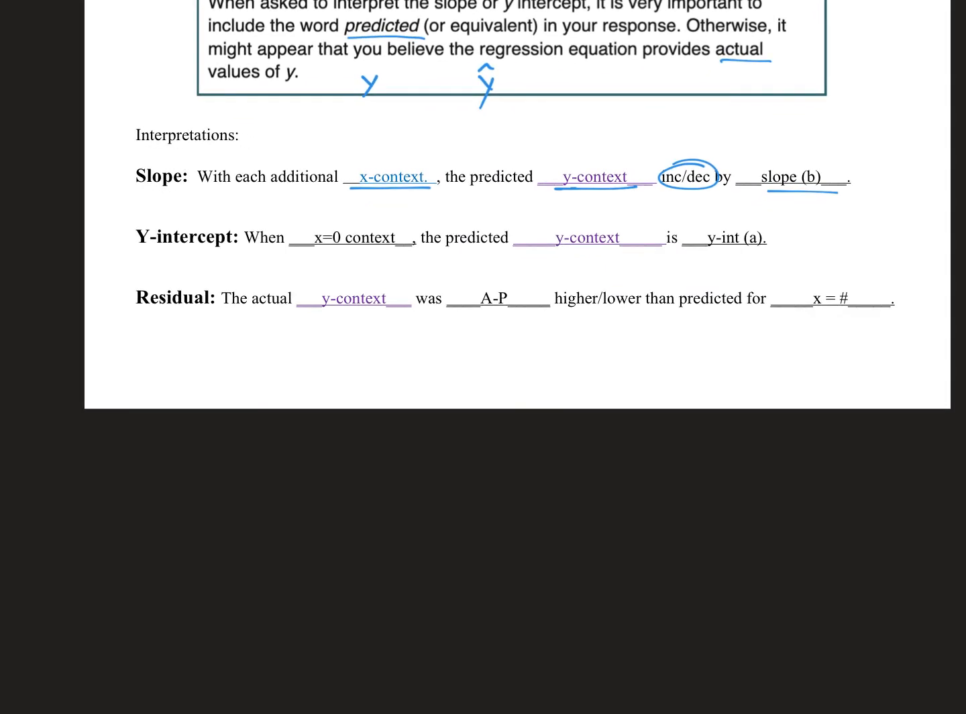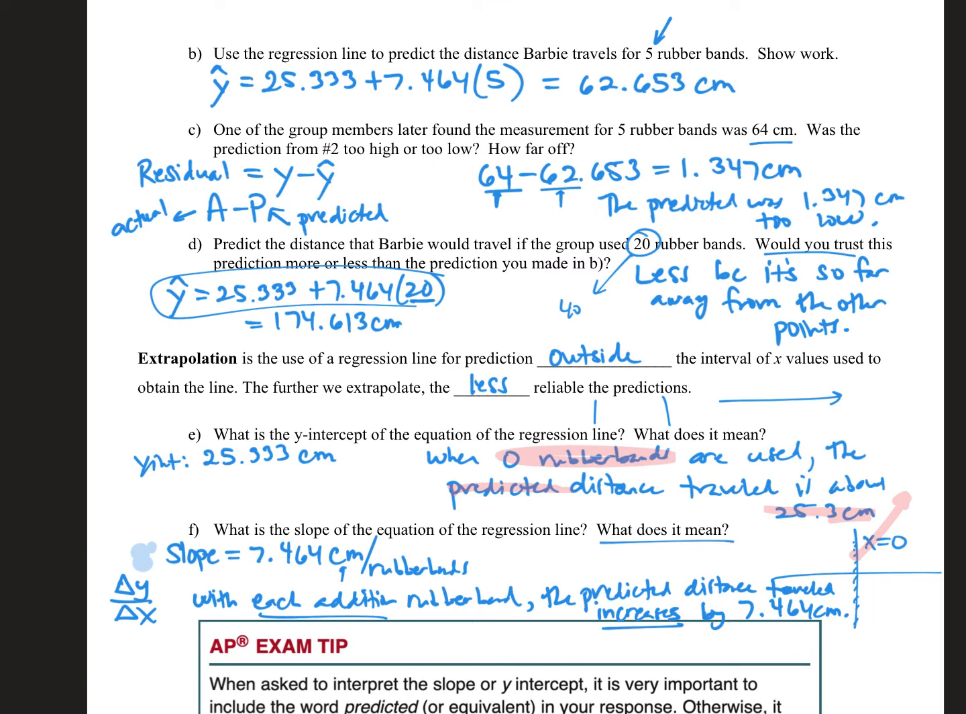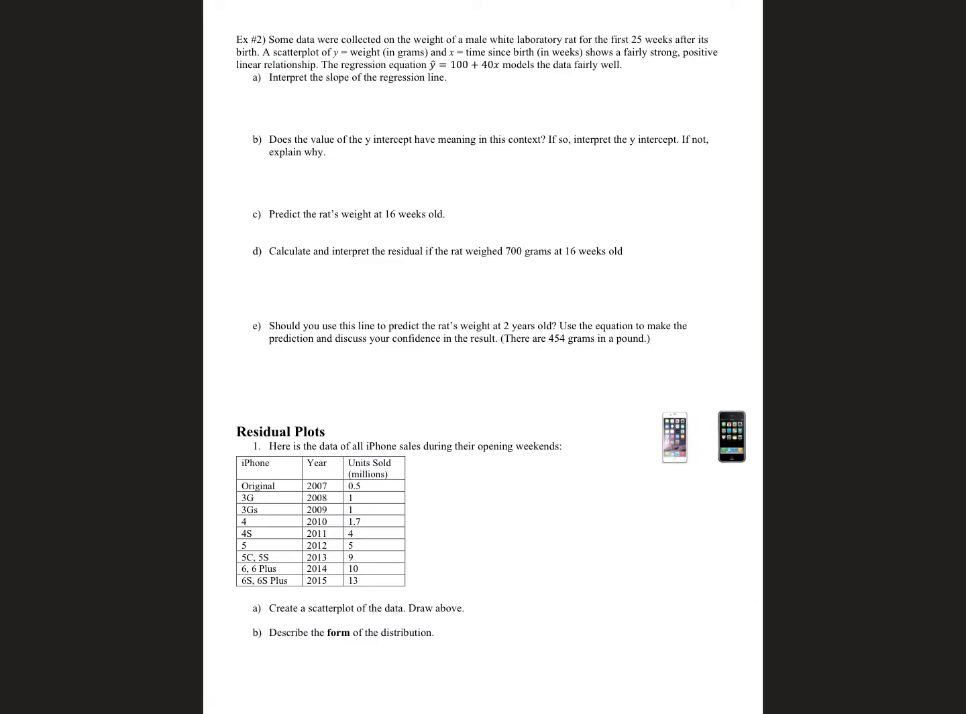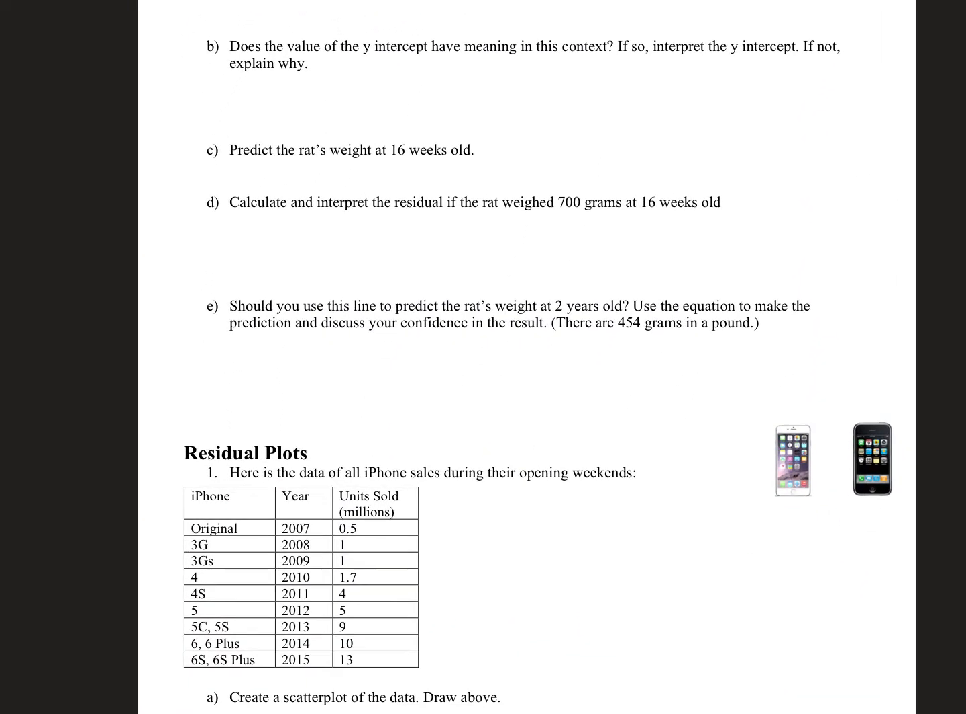And then the residual, if you had to interpret the residual, it would be the actual y in context minus the predicted, that's where you find the residual, higher or lower than predicted, and then you have to say at what x value you're talking about. Up here we were talking about the predicted at 5 rubber bands. So you have to make sure that you say that if you're going to interpret a residual. Okay, we're going to go through this one example right here, and we're going to stop at residual plots.